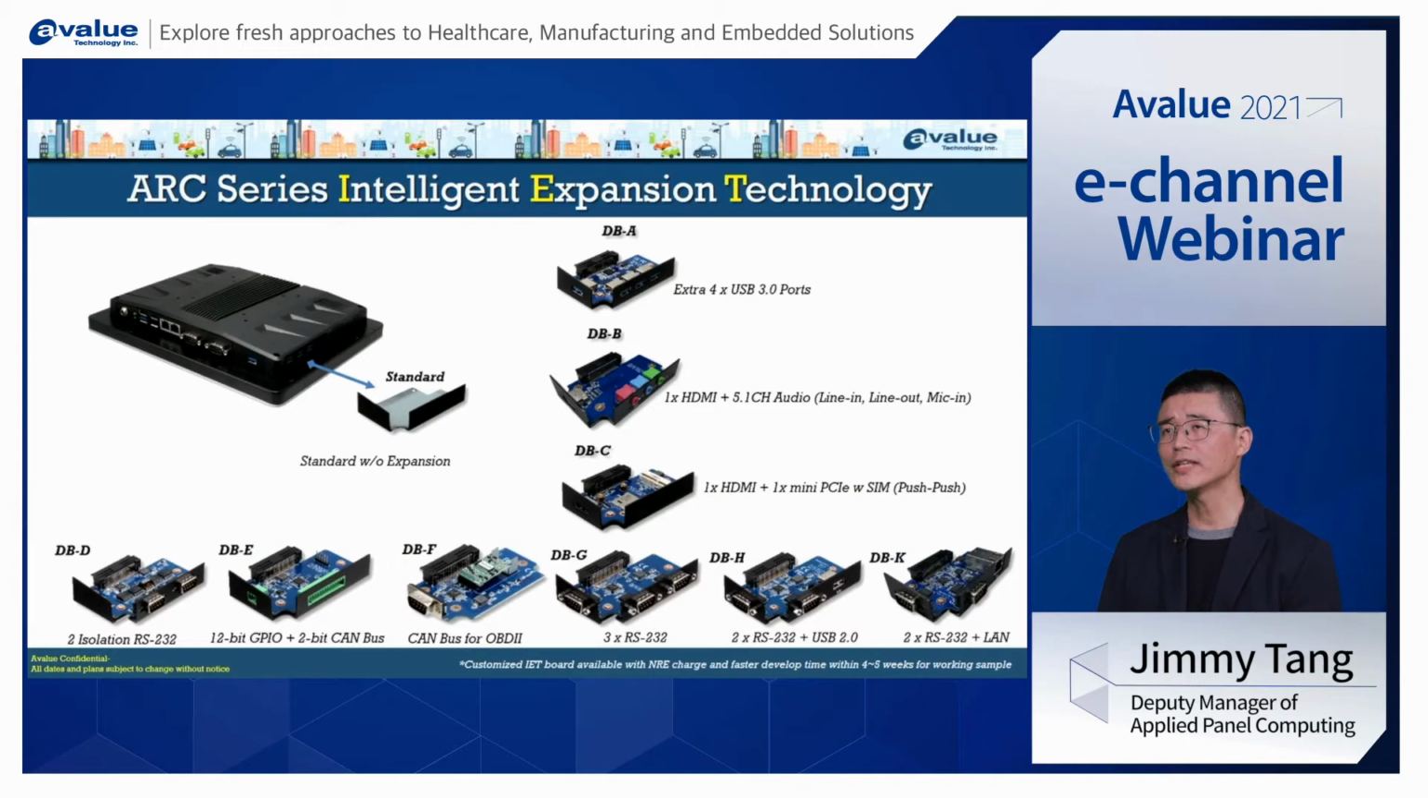So we already designed up to 9 different iNet modules that contain different kinds of I/O, like HDMI, audio, isolated COM port, CAN bus, and GPIO as well. If customers still cannot use the standard iNet module, then we can do a customized design, like an OEM design, for the customer. So customers can easily get the new iNet module within 4 or 5 weeks.